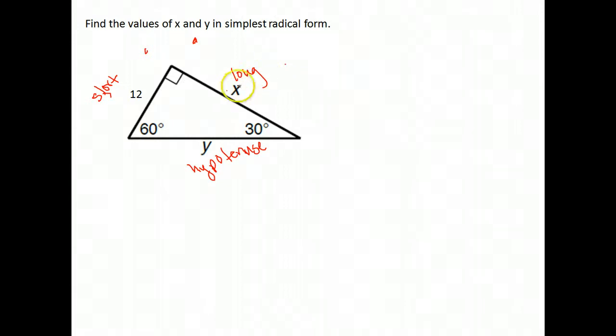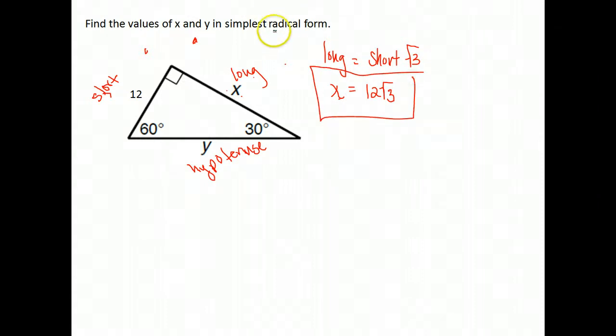We still need to do what they asked and find x and y. Well, let's find either one. Let's say we wanted to find x, it's the long leg. So go to your formulas. What's the long leg equal to? Hopefully you saw that it's equal to the short leg times the square root of 3. So we put in our values. The long leg was x, the short leg was 12. So our long leg, x, is equal to 12 times the square root of 3. And again, it wanted it in radical form. That's what this square root symbol is called, a radical. So we leave it in radical form. So our answer would be 12 times the square root of 3.